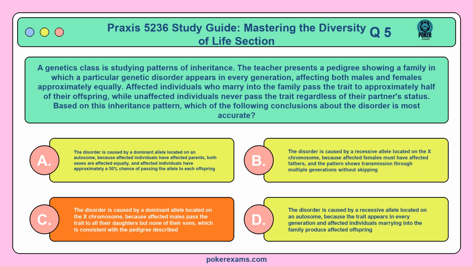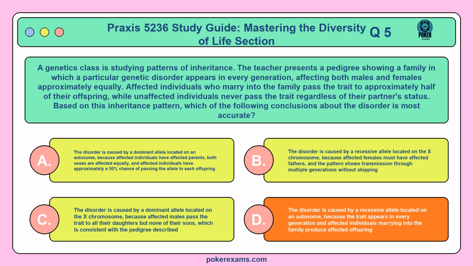C. The disorder is caused by a dominant allele located on the X chromosome. Because affected males pass the trait to all their daughters but none of their sons, which is consistent with the pedigree described. Or D. The disorder is caused by a recessive allele located on an autosome. Because the trait appears in every generation and affected individuals marrying into the family produce affected offspring.